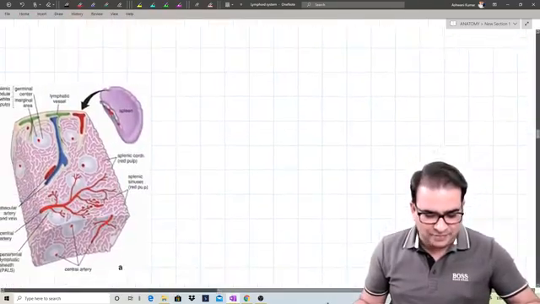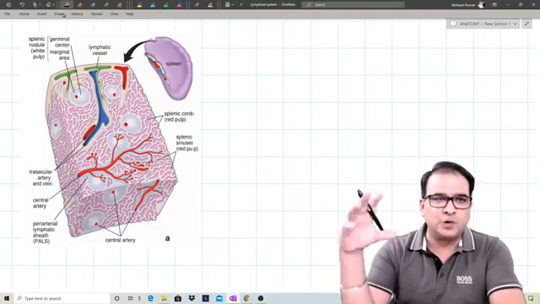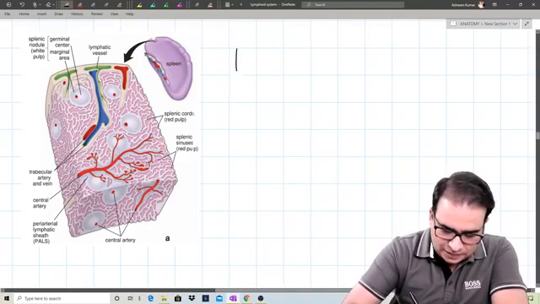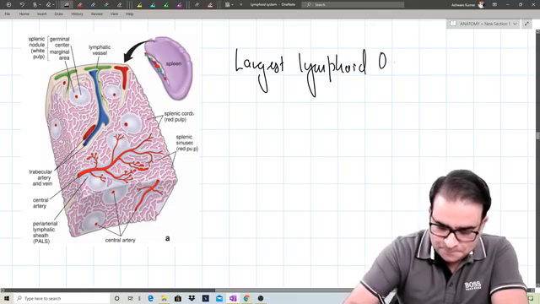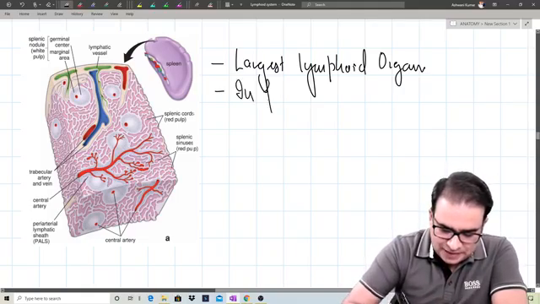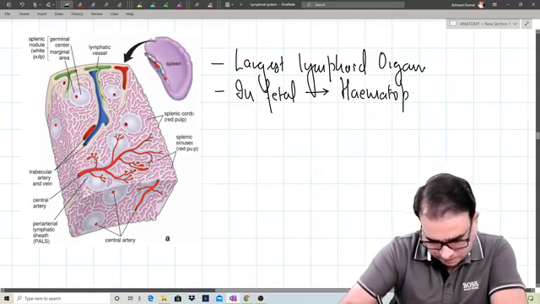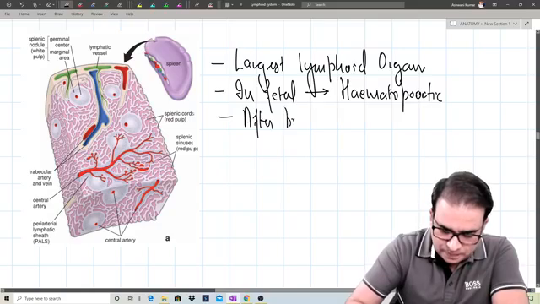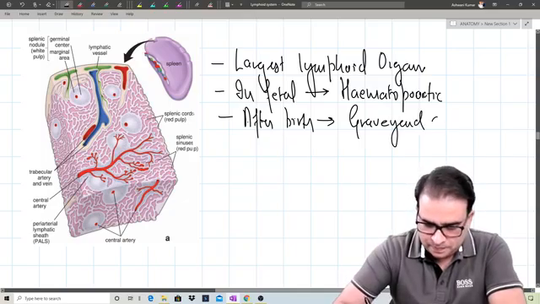So guys, next in line we have the spleen. This is just a schematic presentation of that. We have open and closed circulation in the spleen and all that. We will come to that part later. The first thing first, guys, the spleen is basically the largest lymphoid organ. And as we know, in fetal life it is hematopoietic, and then after birth, it becomes the graveyard of RBC.